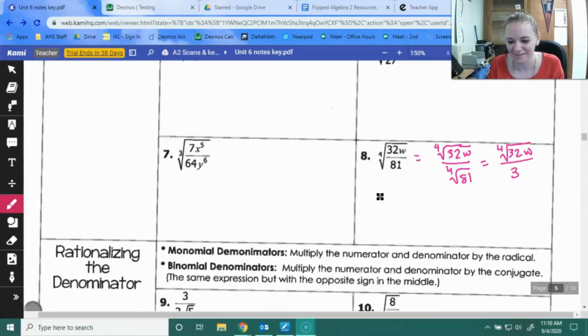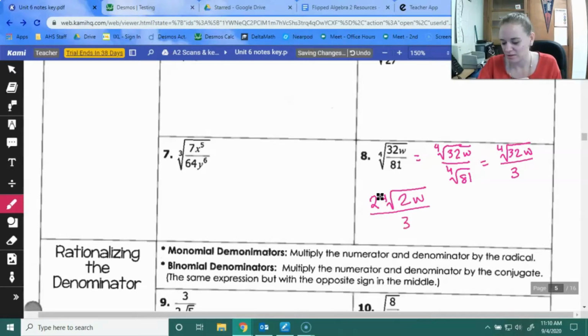Let's try that again. 2, 4th root of, and it was 2, and we still have that W in there, so we can just leave that. And then divided by 3. And that is it. That's all we can do, okay?